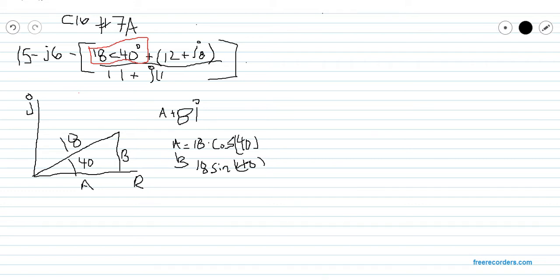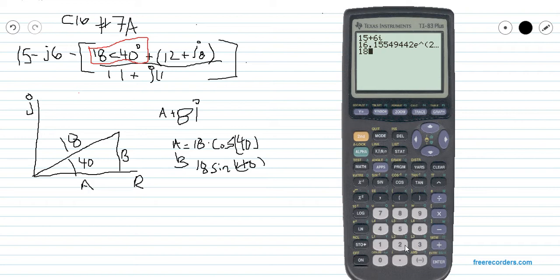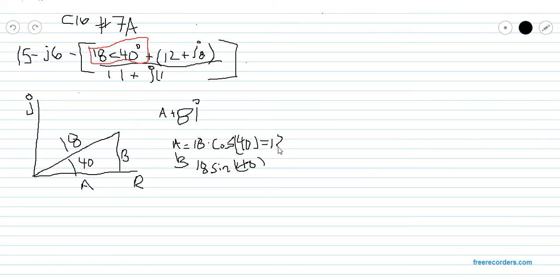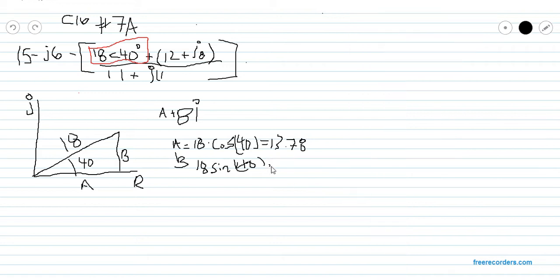Okay, now I can bring my calculator back up here. 18 cosine of 40 equals 13.78. And then we have 18 sine of 40, and that equals 11.57.